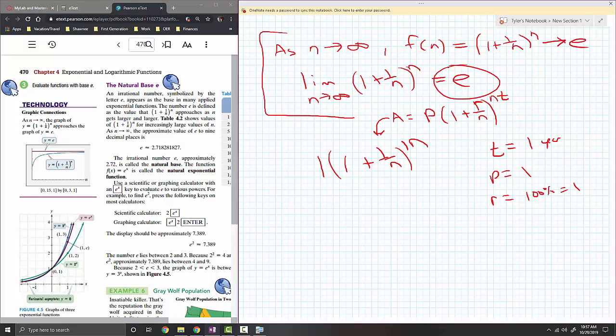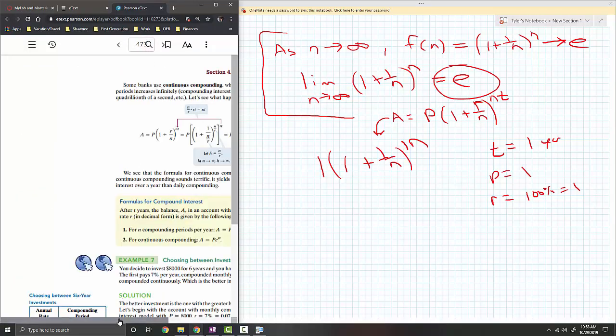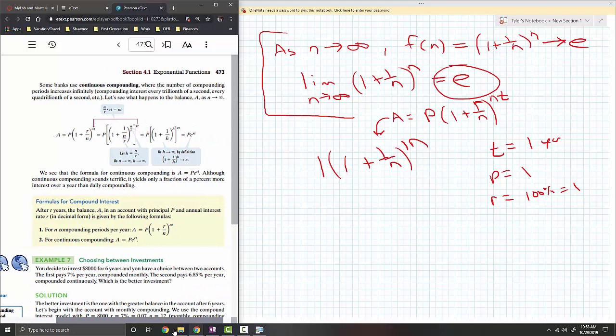And I have a couple of cool videos I'm going to share with you that dive into this concept a little deeper, and I think they're really well done videos. So I want to share those with you. And then the other thing I wanted to check out really quick was page 473. So this is just understanding continuous compounding a little more.